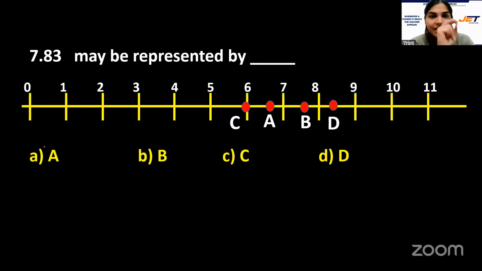7.83. I repeat, 7.83 may be represented by 7.83. Which dot, A, B, C, D, represents 7.83? Obviously, if it's 7 point something, it should be between 7 and 8. And the dot which is between 7 and 8 is B. Okay?